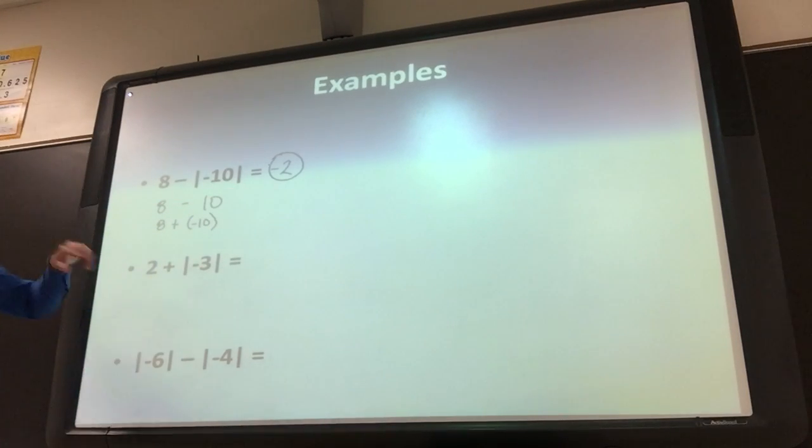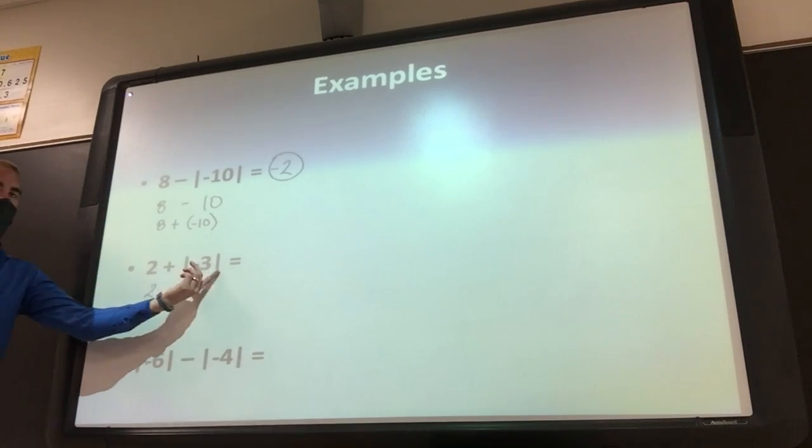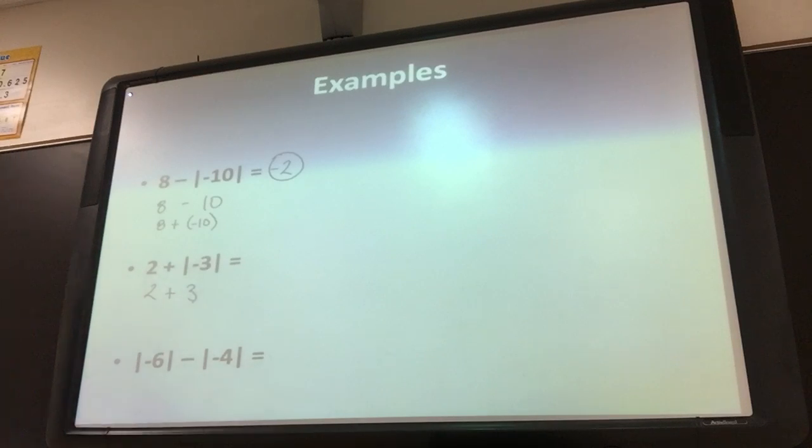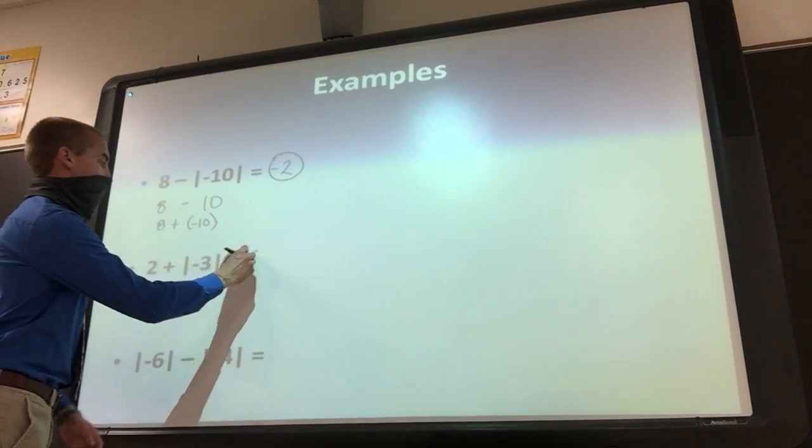Okay? So let's look at our next one. 2 plus the absolute value of -3. 2 doesn't change. The absolute value of -3 needs to become +3, and then 2 plus 3 would be 5.